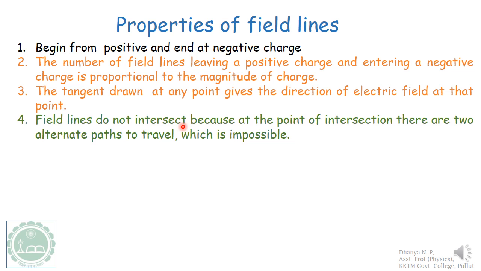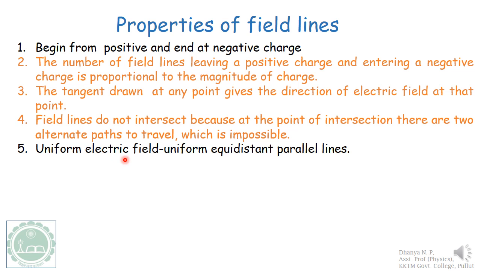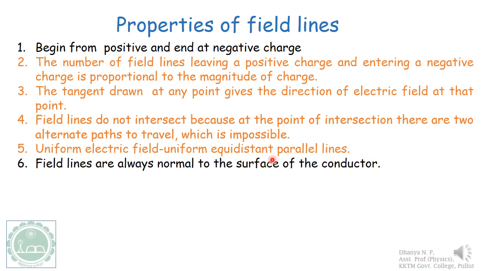This is a question. Show that the field lines do not intersect. Why? If they intersect, at the point of intersection there will be two directions, or two alternative paths to travel, which is impossible. Therefore, electric field lines do not intersect. To represent a uniform electric field, draw uniform parallel equidistant lines, and they will represent a uniform electric field.